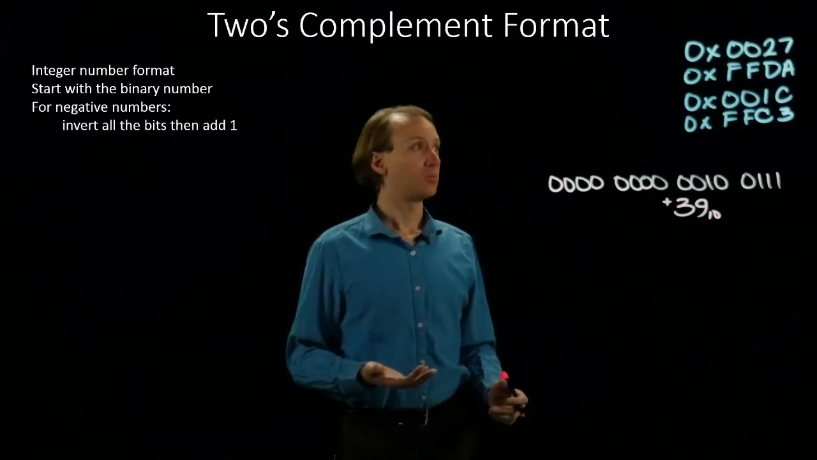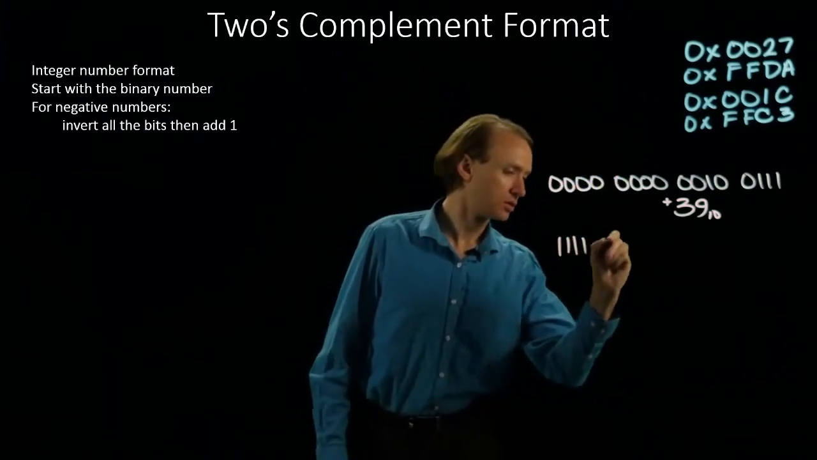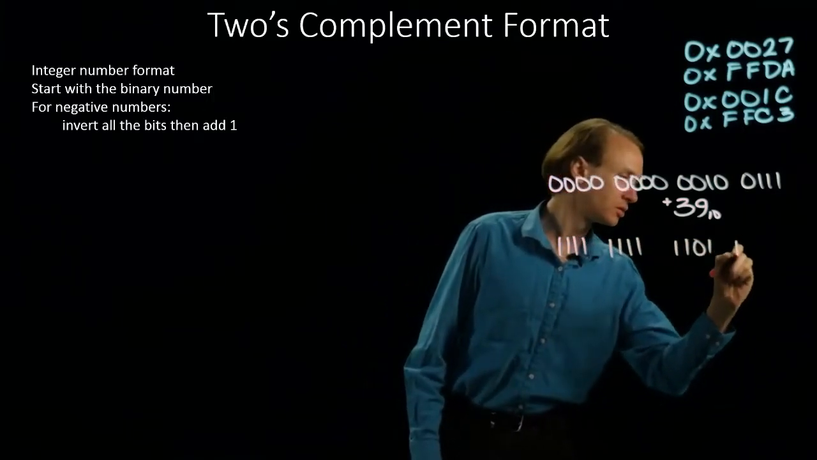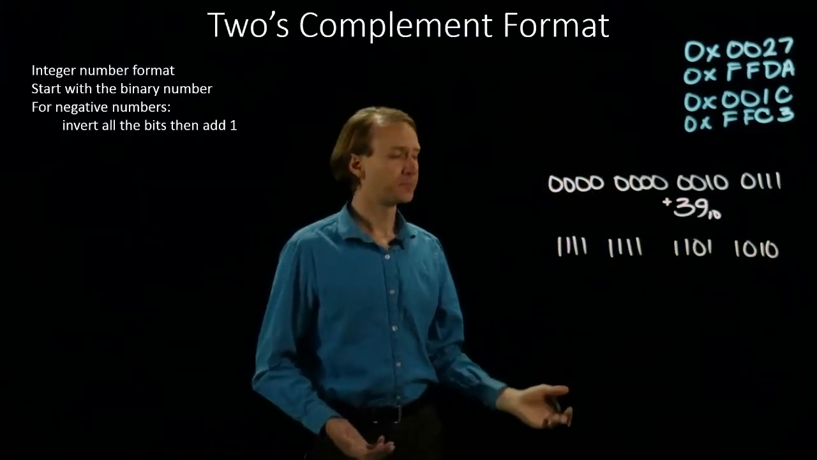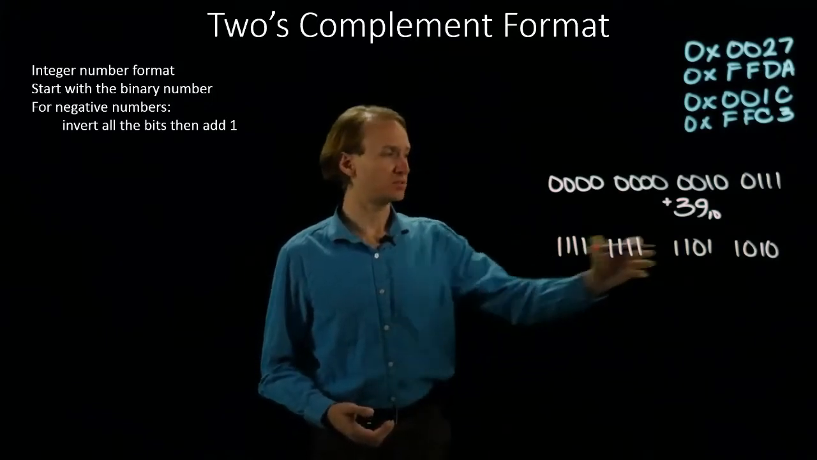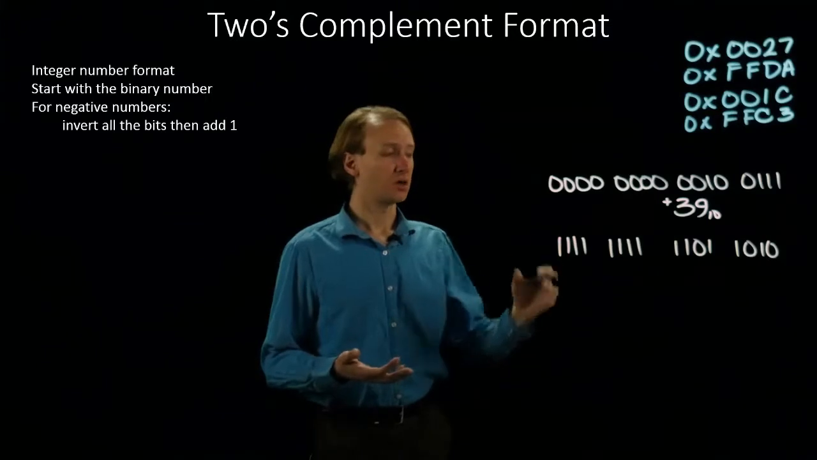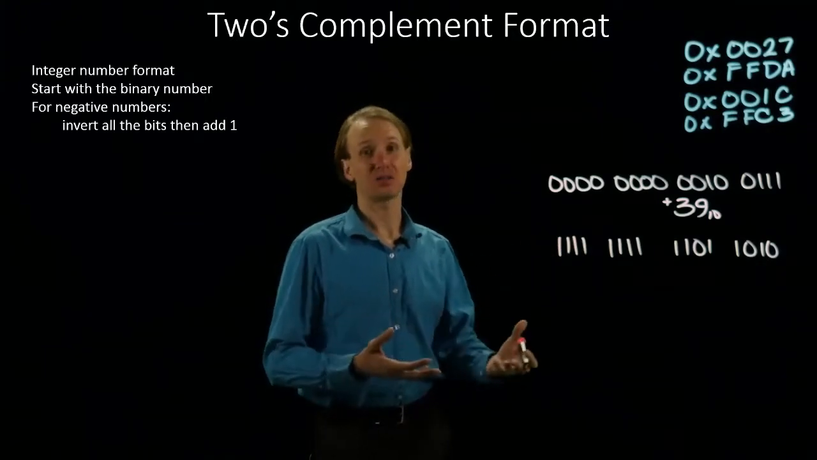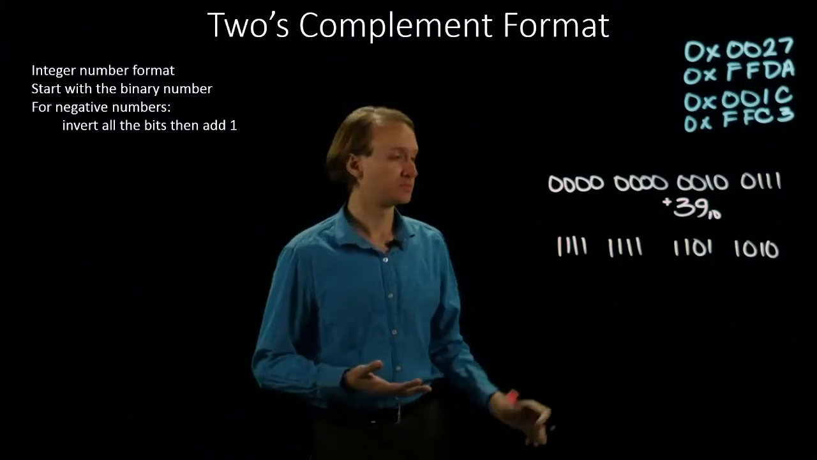For our second example, we have FFDA, which looks like this in binary. In this case, our leading bit is a 1. That means that we have a negative number here. So I can't just read off the bits. I need to apply the 2's complement operation to this number to get a positive representation. Then I can read the bits from the positive representation.